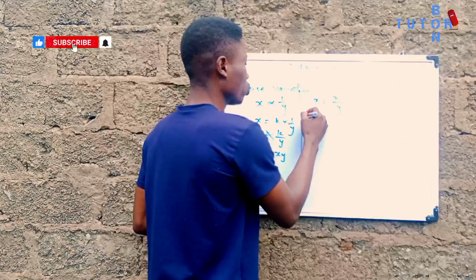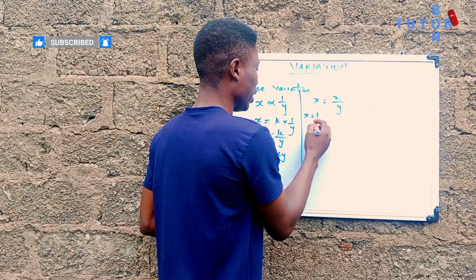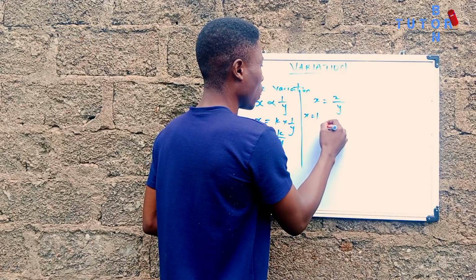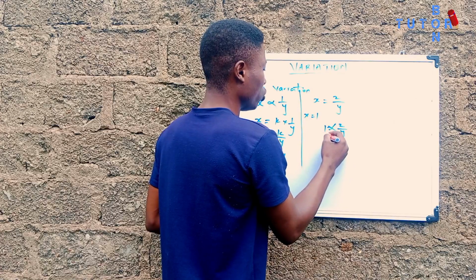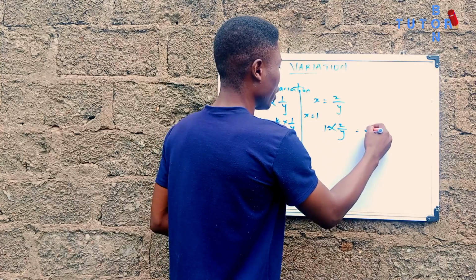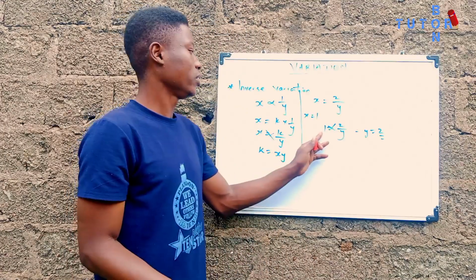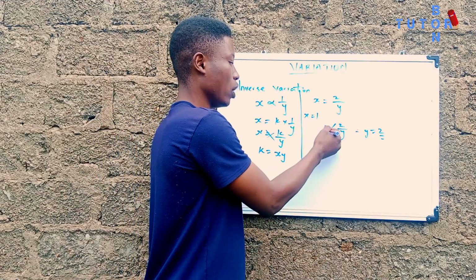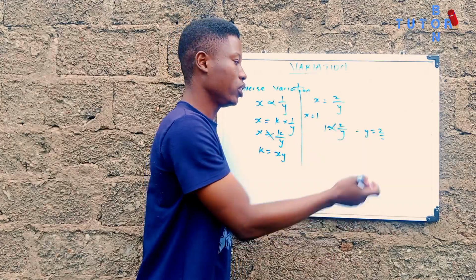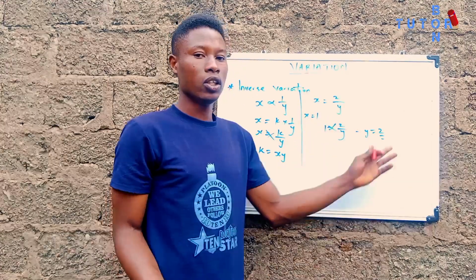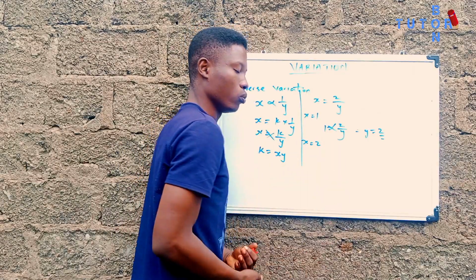So when x equals 1, what happens to our y? When x equals 1, we have 1 equals 2 over y. If you cross multiply, you have y equals 2. y will be 2 when x is equal to 1, because this is 1 over 1. If you cross multiply, you have 1 multiplied by y, which is y, and 2 multiplied by 1, which is 2.